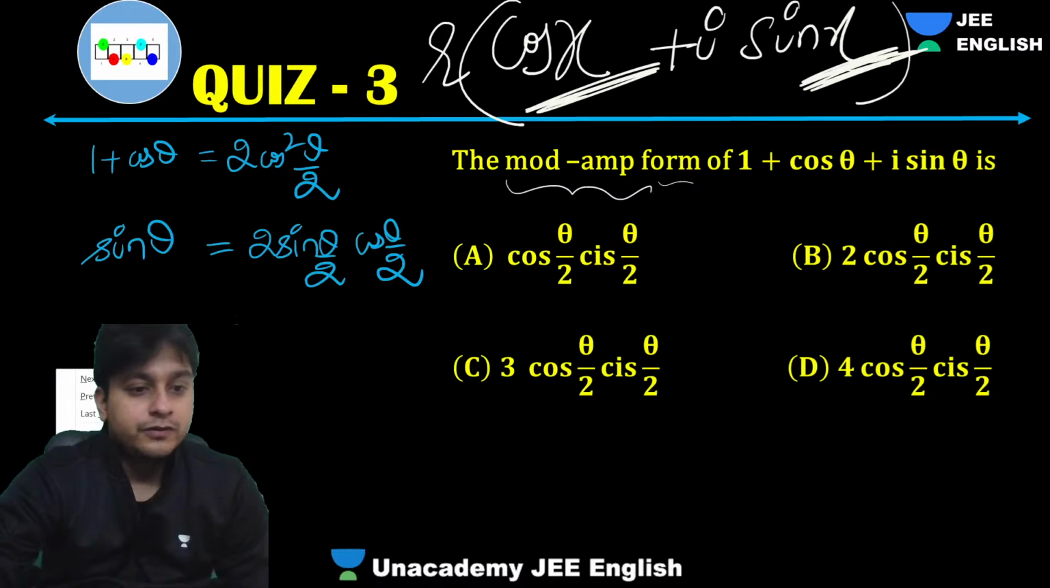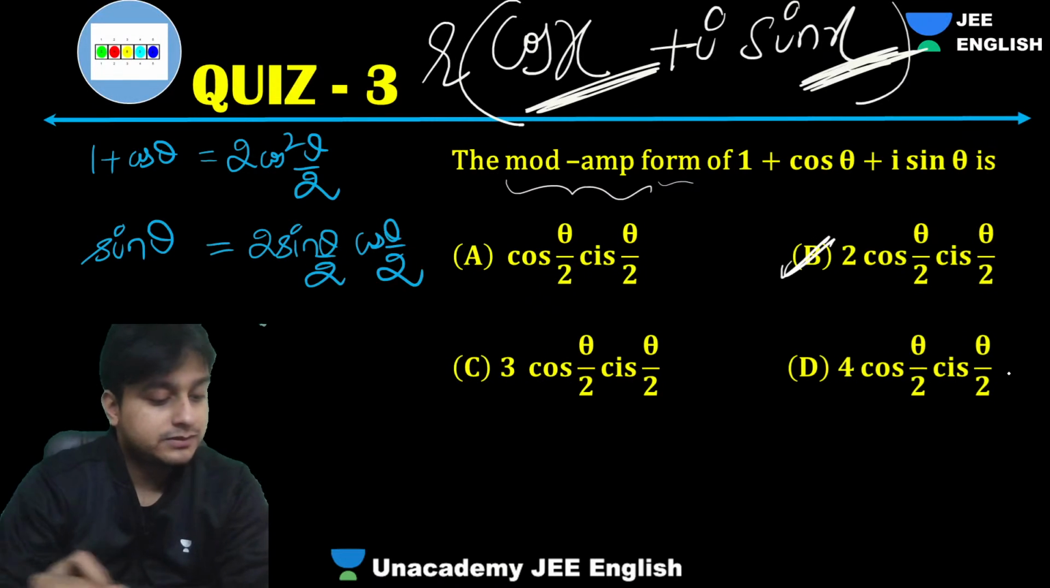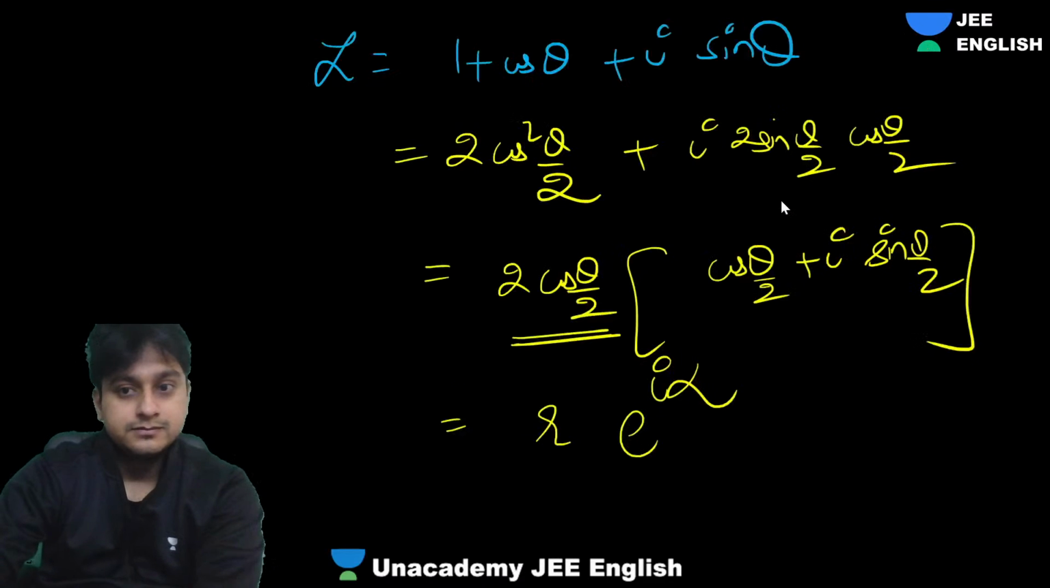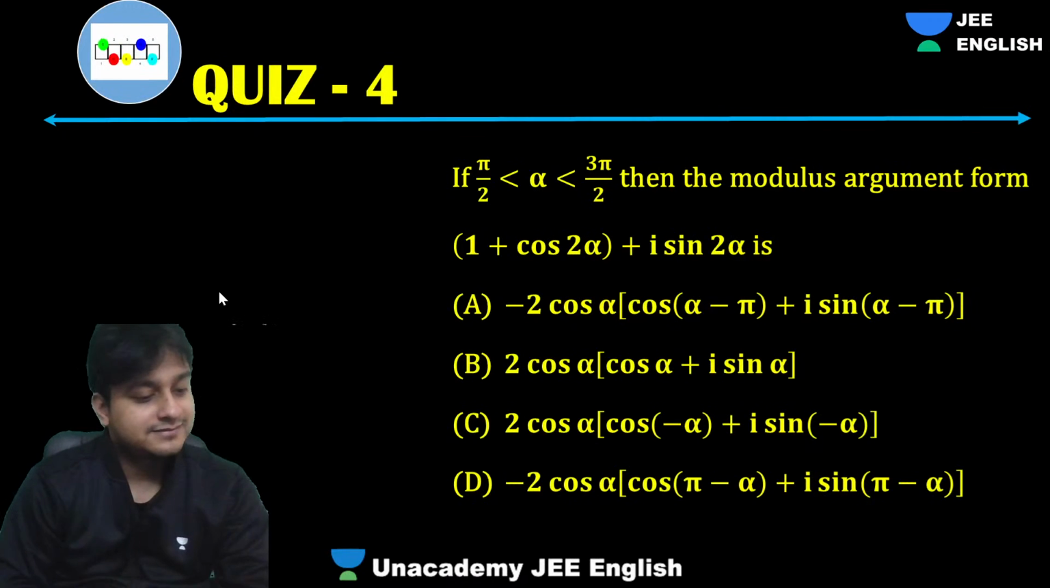Great, so we've got this one. We've got R cis theta by 2, so it is 2 cos theta by 2 cis theta by 2. Come on, guys. Next, try this one.